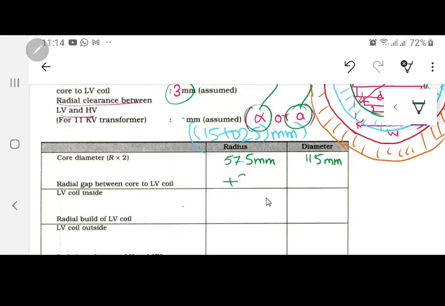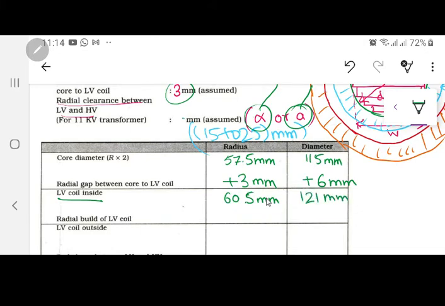So here this will be added as plus 3 mm radius on one side, and when I am talking about the diameter, this will be added as 6 mm, because we have a cylinder on all sides. Then the low voltage coil inside radius becomes equal to 57.5 plus 3. This comes out to be 60.5 mm, and then 115 plus 6 comes out to be 121 mm.